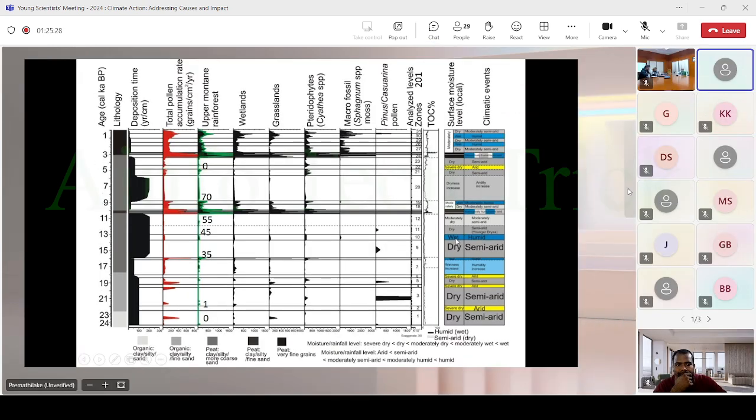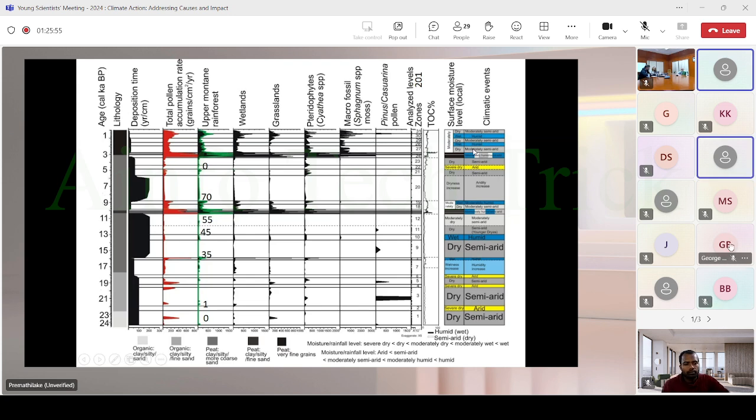Similarly, this blue color tells us how the moisture or the monsoon is strengthening, and the gray color is monsoon weakening time. You can see here a lot of arid phases coming up, the yellow color, and the blue color is monsoon strengthening and monsoon weakening. And in the upper part, a very changing pattern is going on rapidly. Climate has changed there.